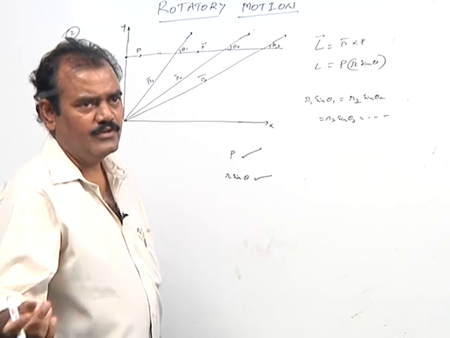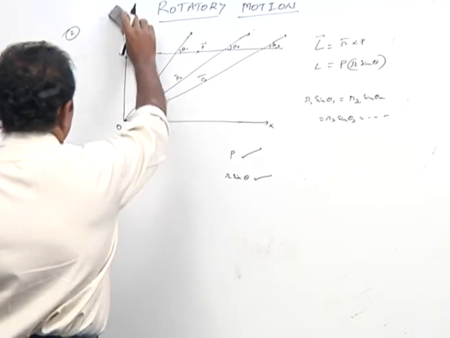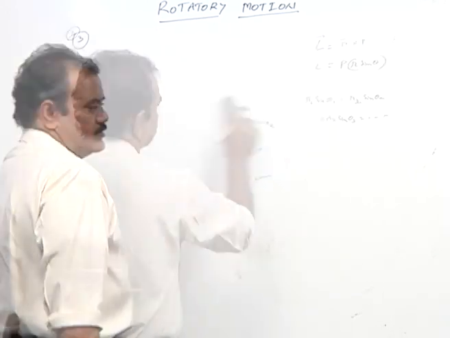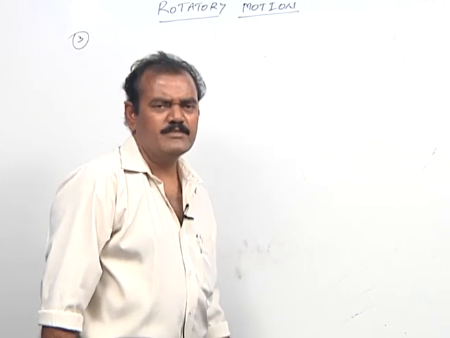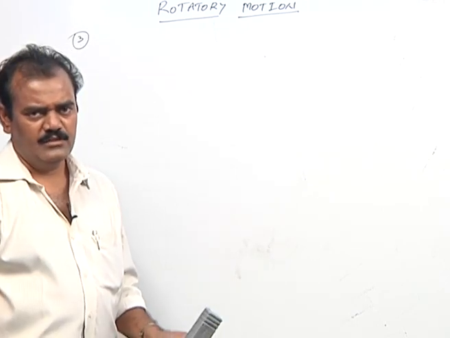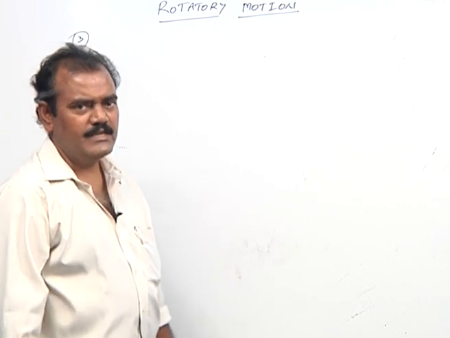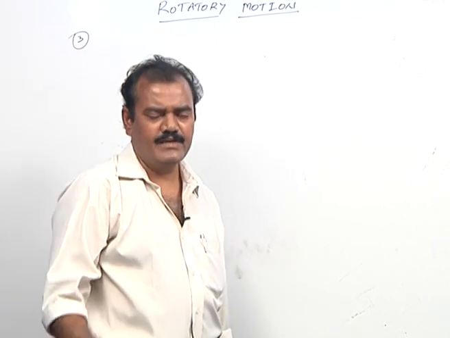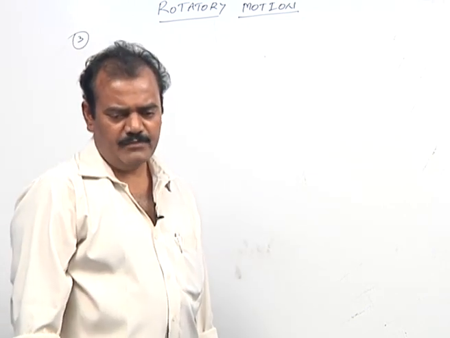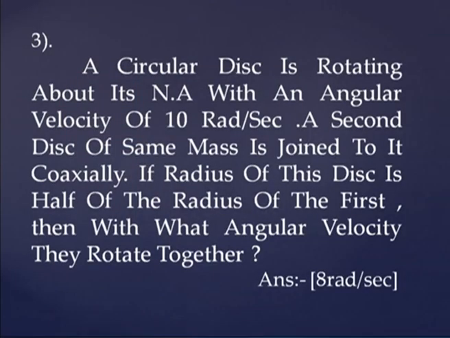Next, when you come to the third problem: the second problem is just based on concept only, a clear description of the definition of angular momentum. Now we are coming to this third problem. A circular disk is rotating about its natural axis with an angular velocity of 10 radian per second, and a second disk of the same mass is joined to it coaxially.